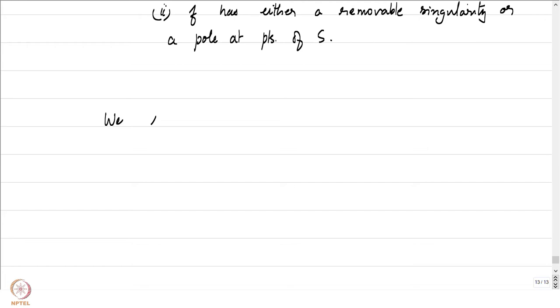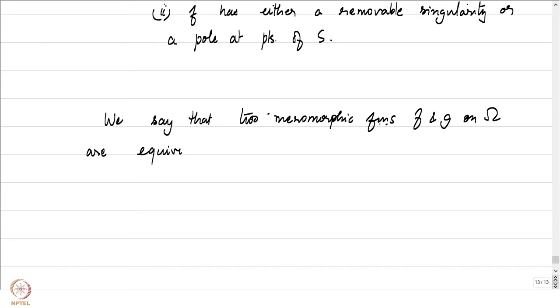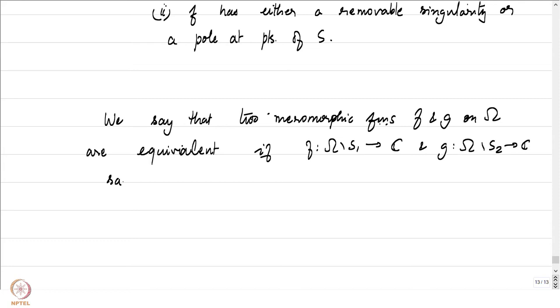We say that two meromorphic functions f and g on omega are equivalent if f is from omega minus S1 to C and g is from omega minus S2 to C, and they satisfy f of z is equal to g of z on omega minus S1 union S2.